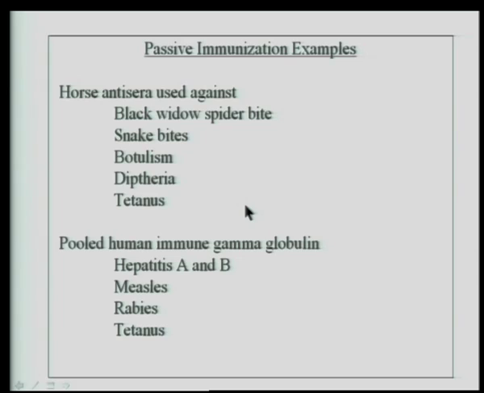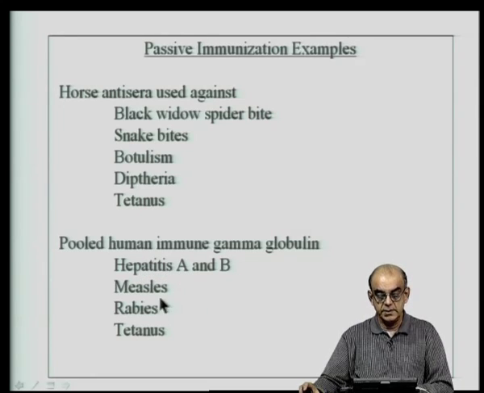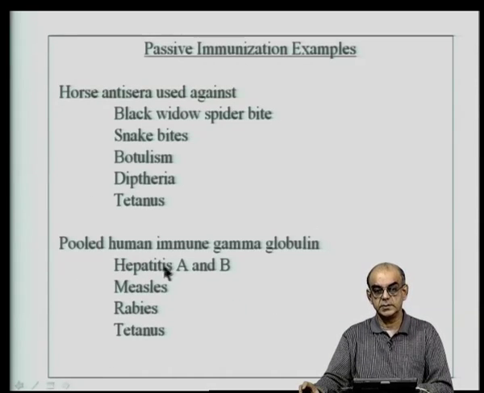So, what are the examples that involve passive immunization? These horse antisera actually have been used against black widow spider bites, snake bites, botulism, diphtheria, as well as tetanus. On the other hand, diseases like hepatitis A and B, measles, rabies and tetanus have been combated with pooled human immune gamma globulin. So, in other words, people who are immune to such viruses have antisera against these viruses.